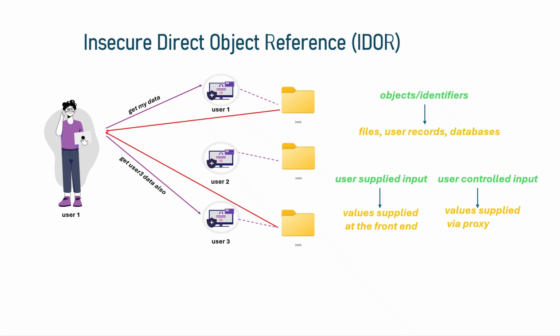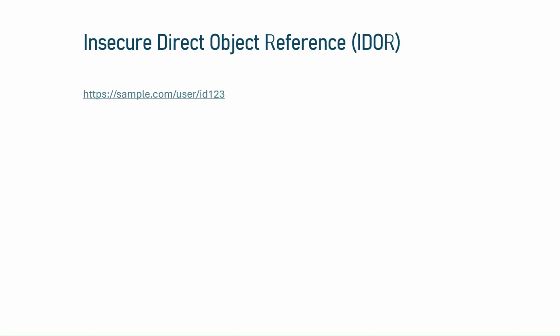Getting back to insecure direct object reference now. So let me give you an example. Let's look at the URL that you see on the screen. What this really does is retrieve the user records for an authenticated user with ID 123. Now, if the application is vulnerable to insecure direct object reference, which happens due to improper authorization and access control mechanisms, a user logged in as 123 can access the records of another user 456 just by altering the ID.